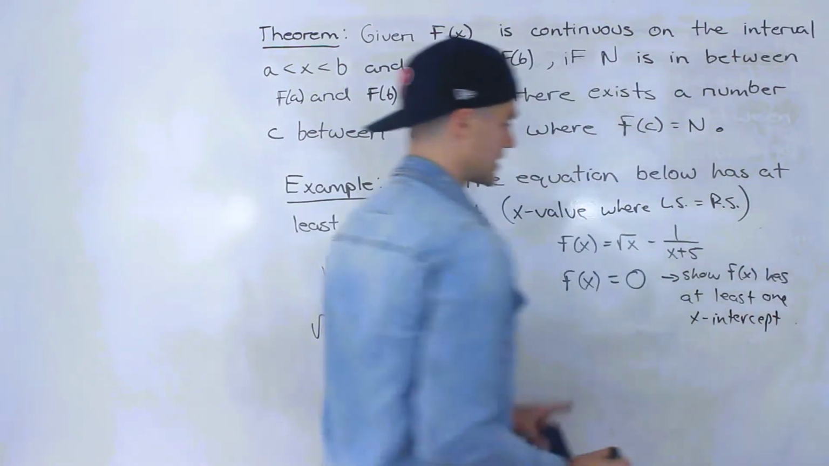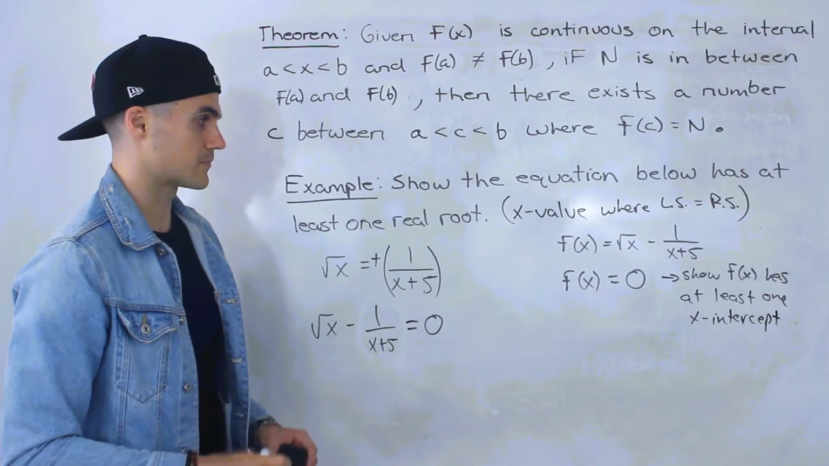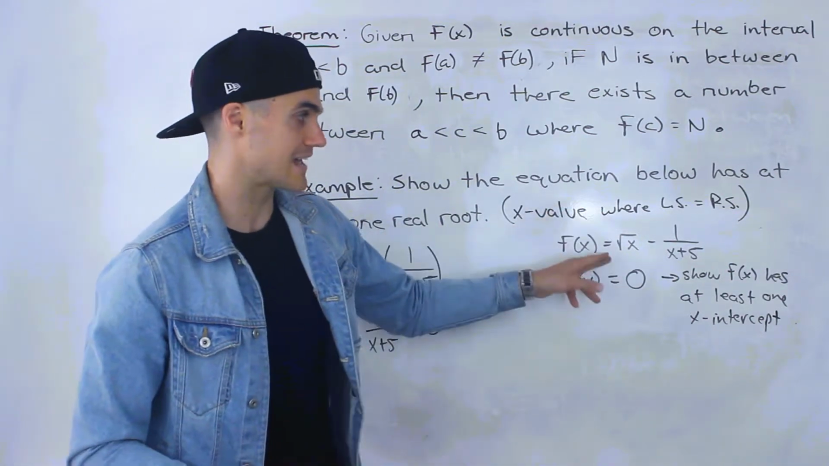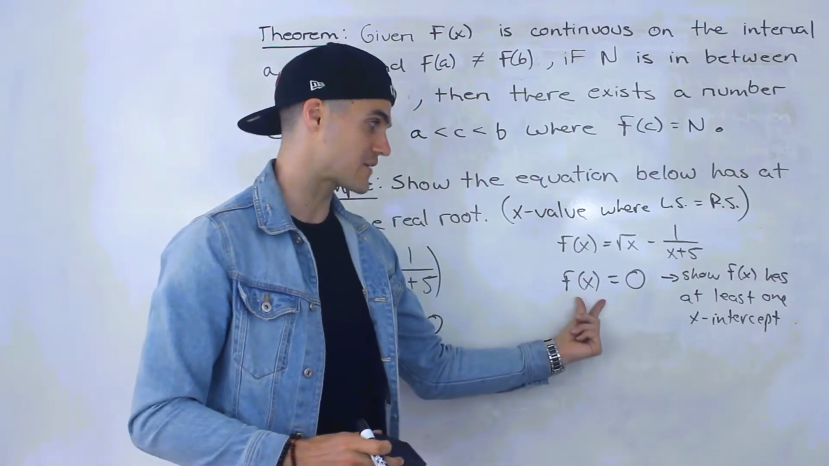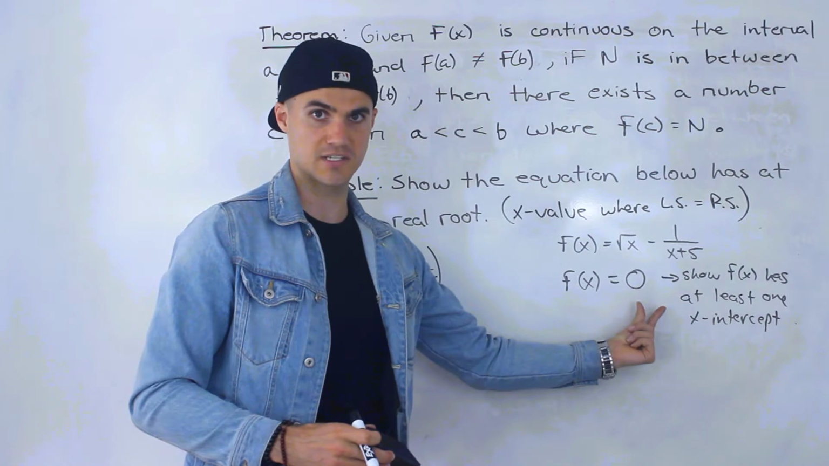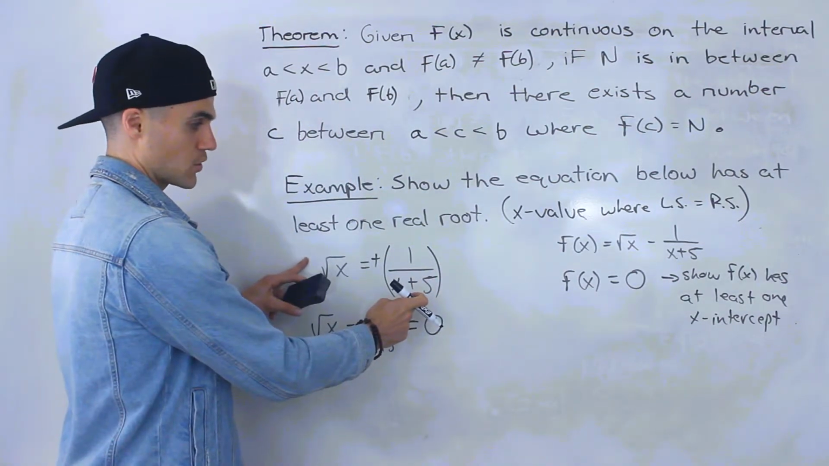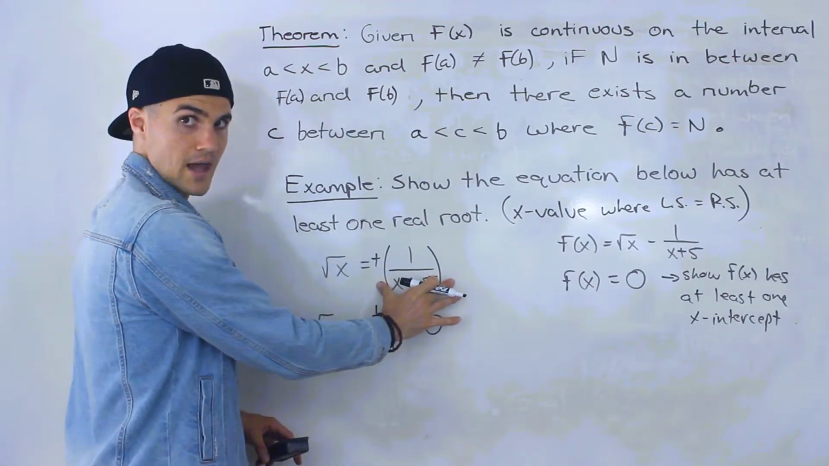The x value that makes a function equal to 0 is the x-intercept. And if we can show that this function has at least one real root, or at least one x-intercept, or an x value that makes the y value equal to 0, then that's going to be the same as the root of this equation. That same x value is going to make the left side equal to the right side over here.